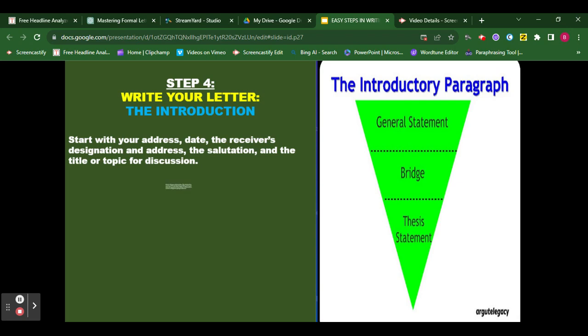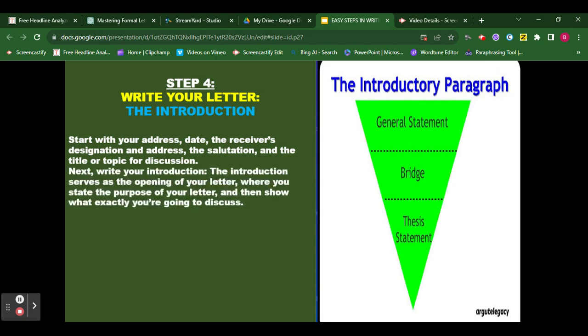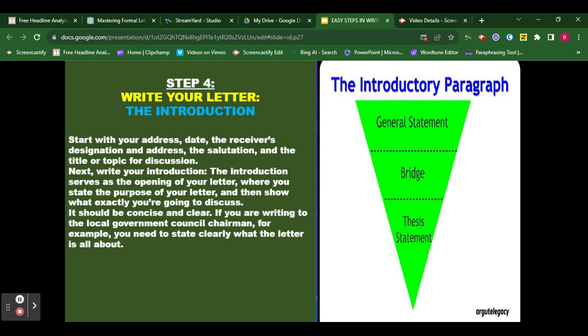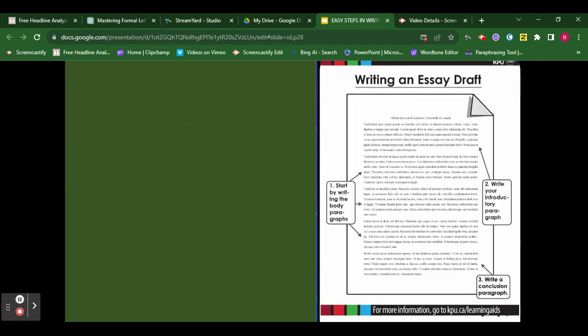And once you have done that, the next thing is to write your introduction. The introduction serves as the opening of your letter, where you state the purpose of your letter and show what exactly you are going to discuss. That's the first paragraph. You should be concise and clear. If you are writing to the local government council chairman, for example, you need to state clearly what the letter is all about. Okay? So this is really very important.